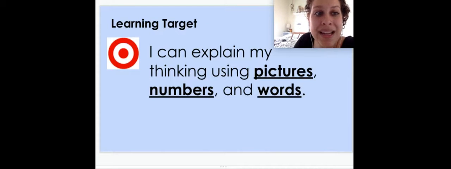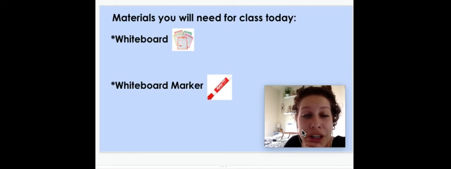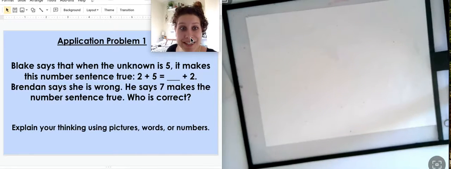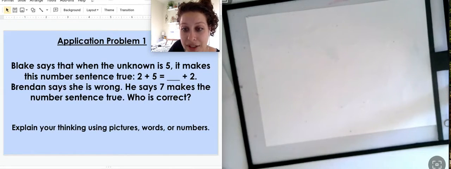It means when we answer a question in math, we can explain our thinking. We can show in our answer pictures, numbers, and words. So we're going to practice that today. The materials you're going to need today are a whiteboard and a whiteboard marker. And we're going to get started right away with our application problem.